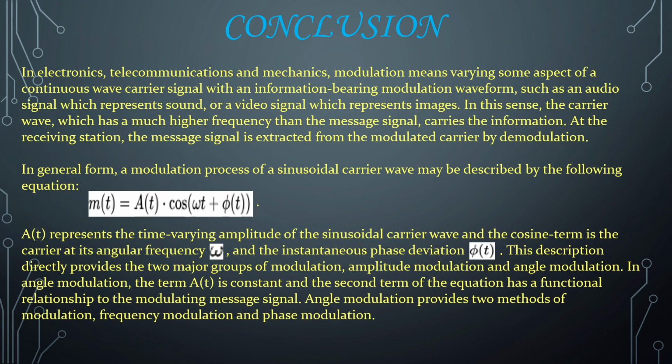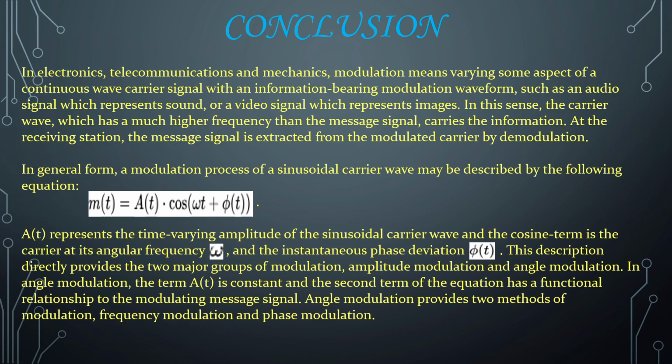In general form, the modulation process of a sinusoidal carrier wave may be described by the following equation: m(t) = A(t) cos(ωt + φ(t)). A(t) represents the time varying amplitude of the sinusoidal carrier wave, and the cosine term is the carrier at its angular frequency omega, and the instantaneous phase deviation phi of t. This description directly provides the two major groups of modulation: amplitude modulation and angle modulation.